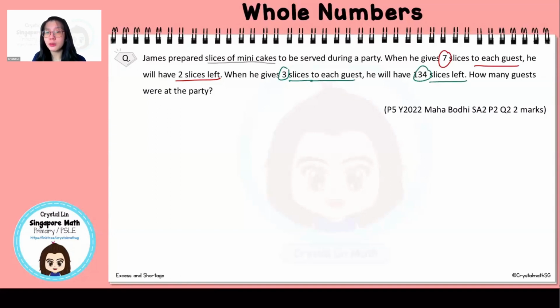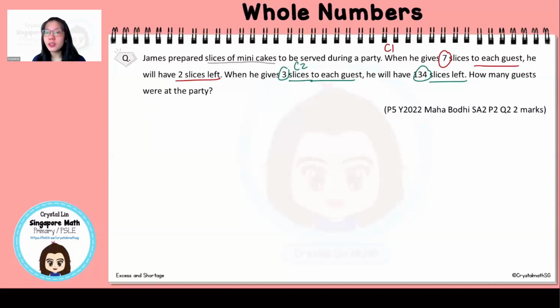So by reading these 2 sentences, when has the same meaning as if and if. So did it really happen? No, it has not happened yet. James is still thinking, if I give 7 slices of cake to each guest, I have 2 slices left. If I give 3 slices of cake to each guest, I will have 134 left. So there are 2 cases, 2 scenarios. He's thinking about what he's supposed to do with the cake.